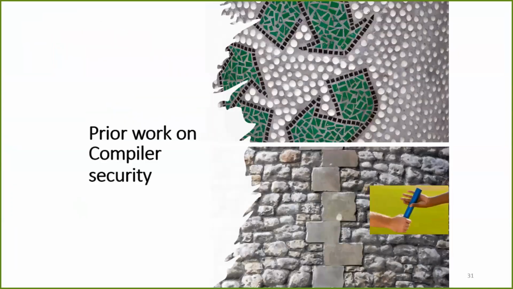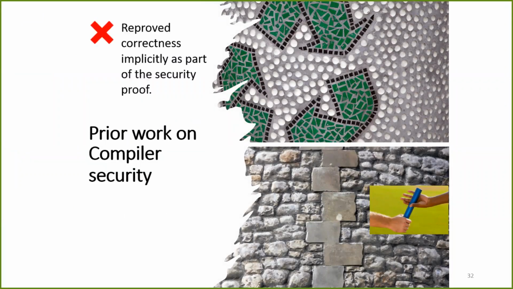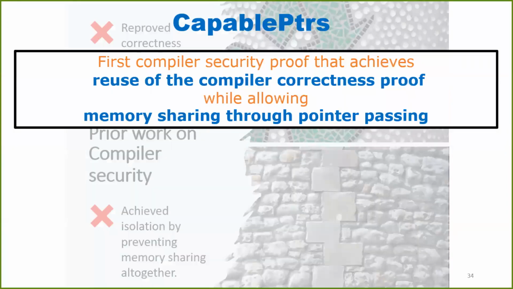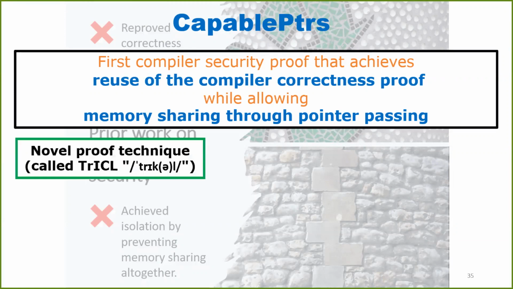Note that these two requirements were not satisfied simultaneously in prior work on compiler security. Prior work either did not achieve reuse of compiler correctness, or when they did achieve reuse, the proof technique was suited only for a compiler that uses coarse-grained isolation. In CapablePtrs, we have the first compiler security proof that achieves reuse of compiler correctness and allows memory sharing through pointer passing. Our main conceptual contribution is the proof technique Trickle.